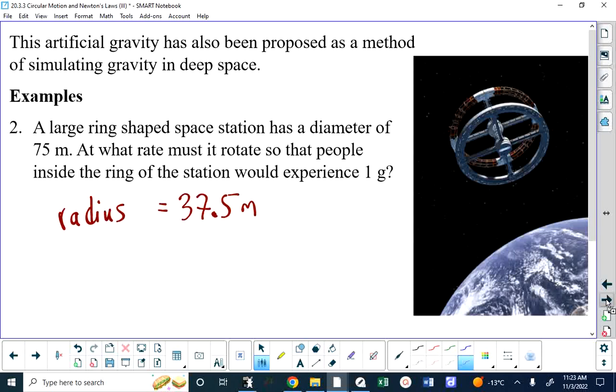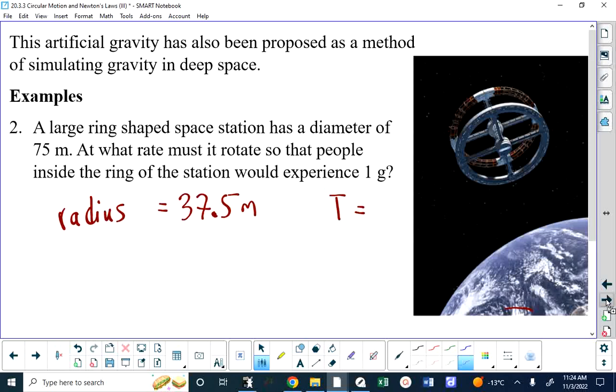So the question is, if you want to simulate gravity that we experience on Earth, at what rate must it rotate so the people inside the ring experience Earth's gravity? So at what rate must it rotate? That is asking me to find t, basically. How many seconds does it take to go around once? Or what's the frequency? And many of you will be surprised by the answer. Okay? It's not going to seem right.